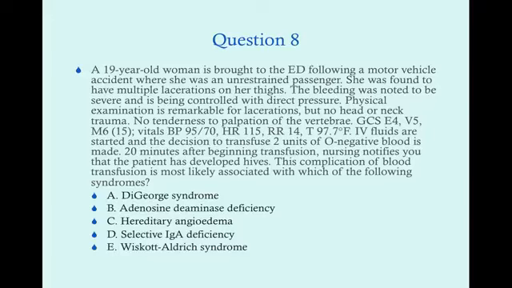Glasgow Coma Scale is E4V5M6, corresponding to 15, which is good. You should know your Glasgow Coma Scale, though. Vitals: blood pressure 95/70, heart rate 115, respirations 14, temperature 97.7. IV fluids are started, and the decision to transfuse 2 units of O-negative blood is made. 20 minutes after beginning transfusion, nursing notifies you that the patient has developed hives.